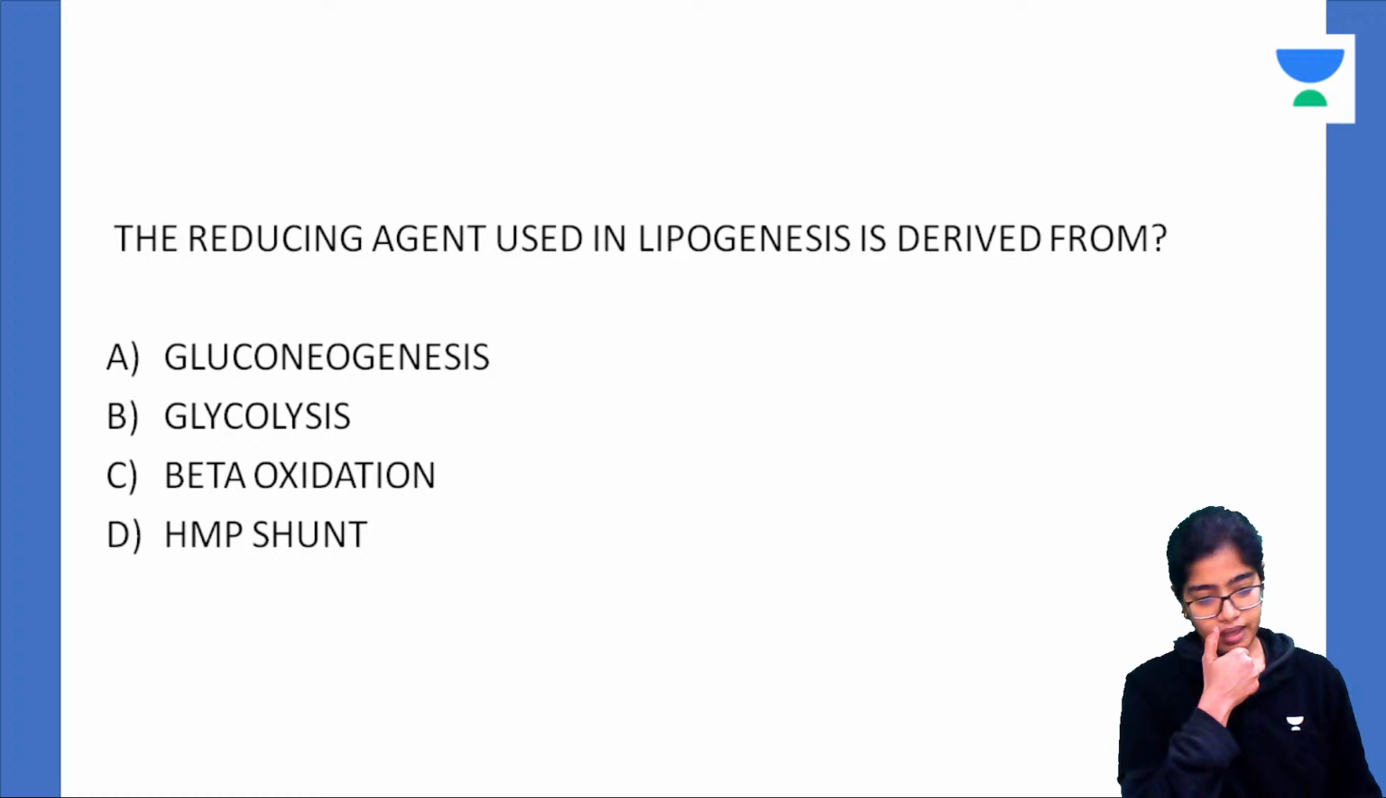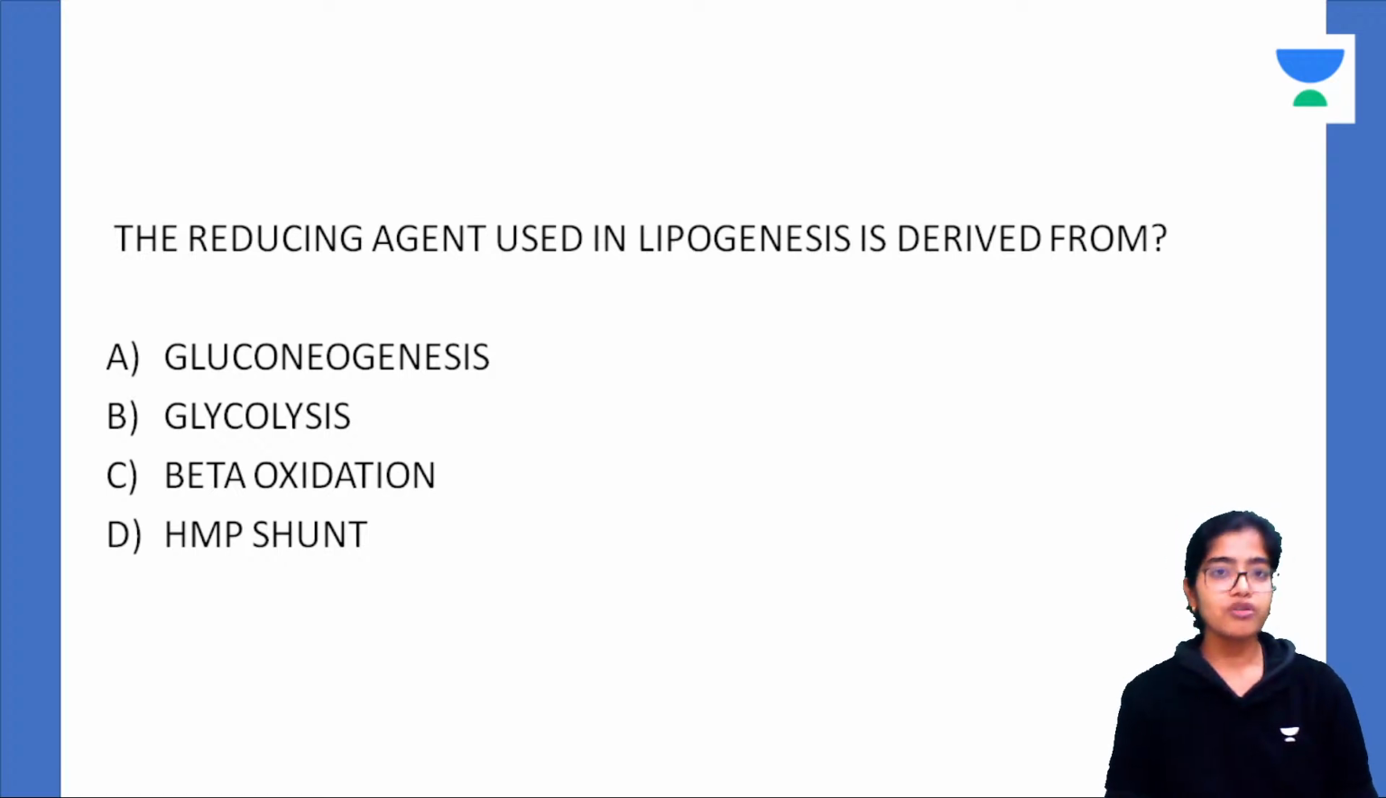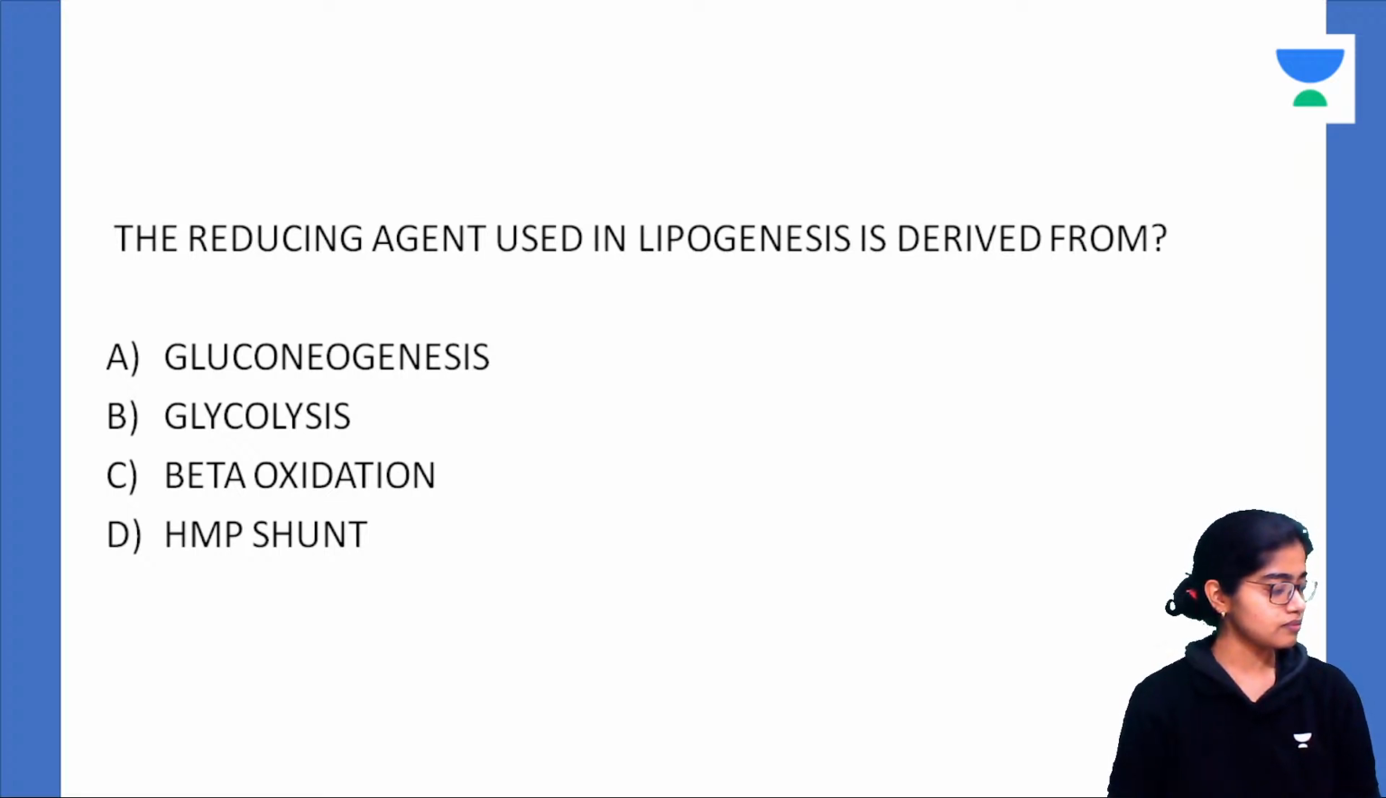Understood? Anyway, so now consider this question. I'm going to give you 5 minutes. Try and answer. The reducing agent used in lipogenesis, that means genesis of lipids, is derived from A. Gluconeogenesis, B. Glycolysis, C. Beta oxidation, or D. HMP shunt. Okay, try and answer this. Come on, try and answer. The reducing agent used in lipogenesis is derived from.